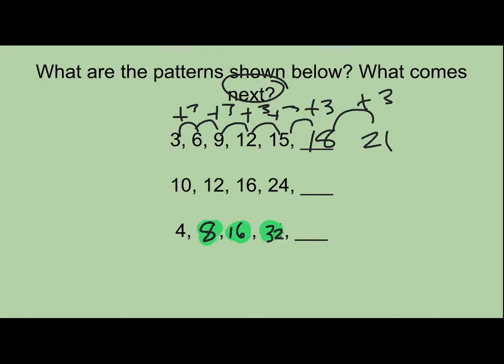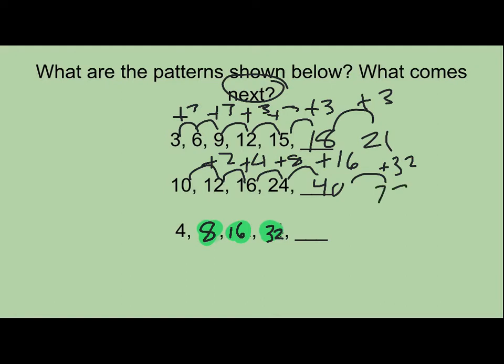So let's figure out this next one. From 10, plus 2 will give me 12. From 12 to 16, that's a plus 4. From 16 to 24, that's a plus 8. So it seems like we are doubling each time what we're adding, so we would have to add 16 here, which would give us 40. Then if we wanted to continue, we'd add 32, and that would give us 72. And then let's jump to our next one.